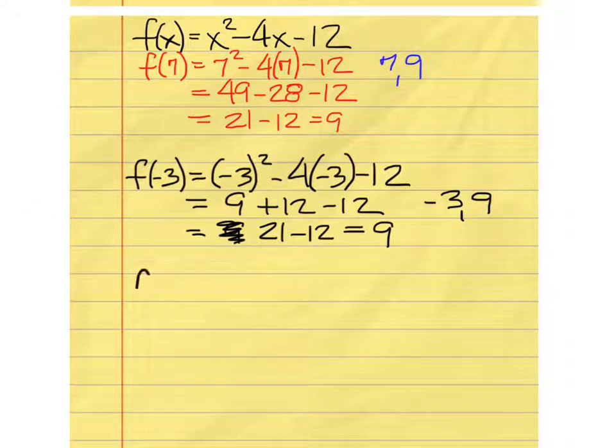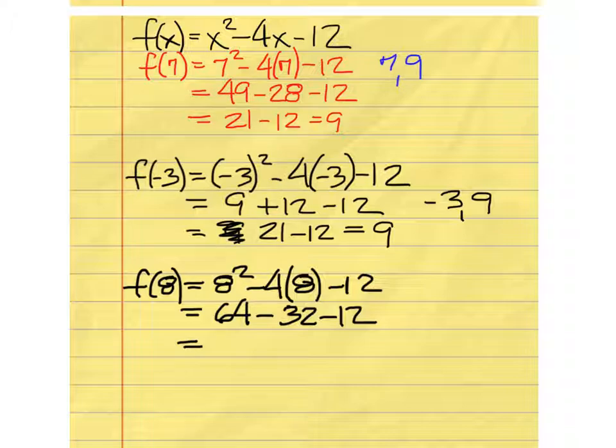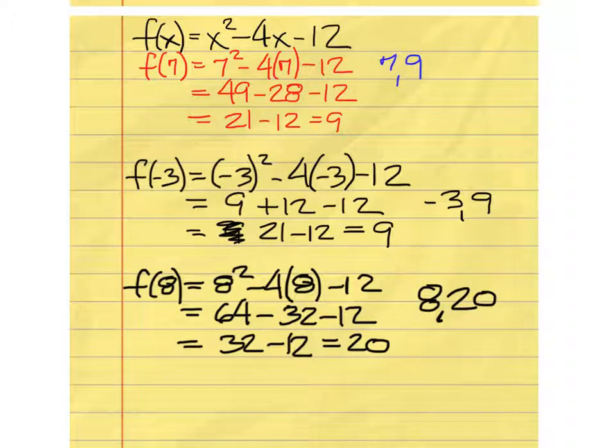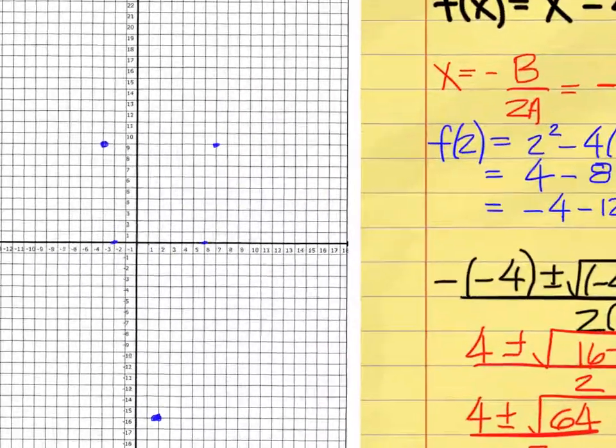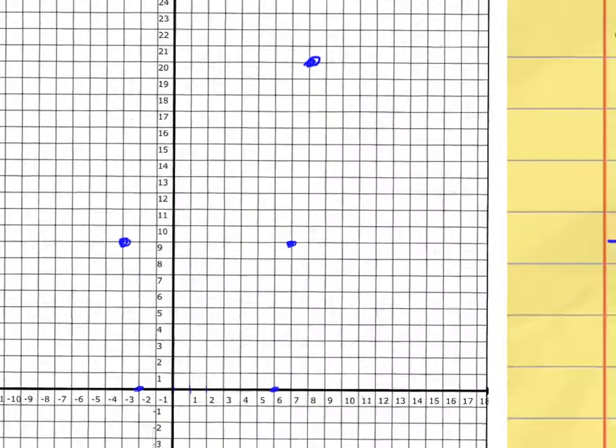So if we try f of 8, we're going to come back with 8 squared minus 4 times 8 and then minus 12. That's 64 minus 32 minus 12, which is 32 minus 12, giving me a 20. I put in 8 and I got back 20. So I want to find 8, 20 on the graph. Alright, so let's go over to 8 and then mark off 20. So that stretches our graph out a little bit more.